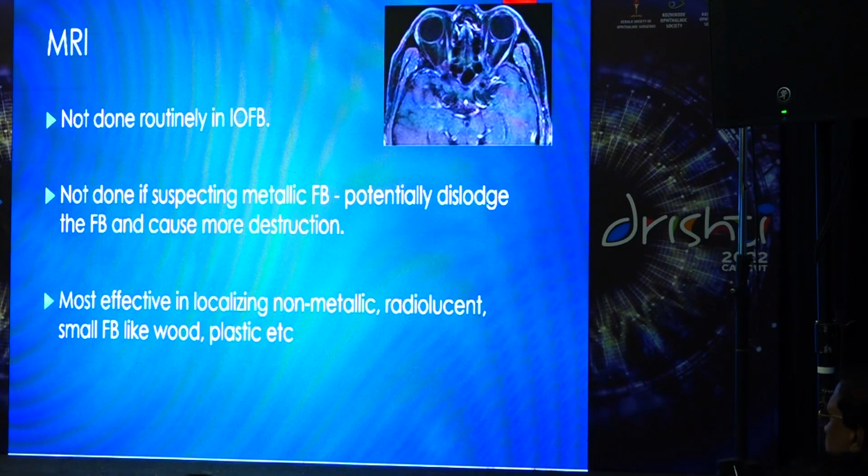MRI is not routinely done in case of an intraocular foreign body, and especially not done if you are suspecting a metallic foreign body because it can cause potentially more damage, but it is more effective in localizing non-metallic radiolucent foreign bodies like wood and plastic.